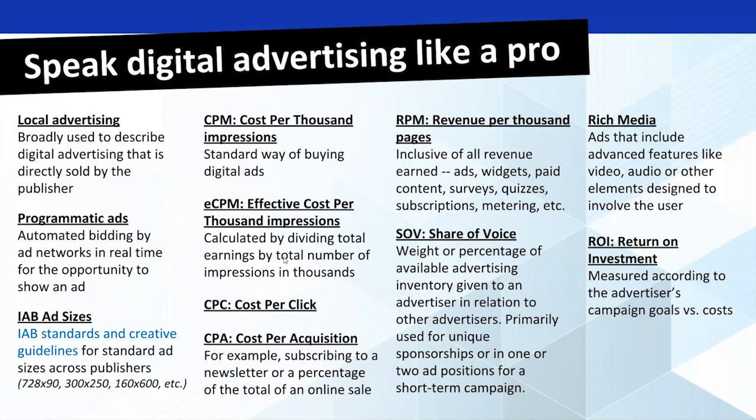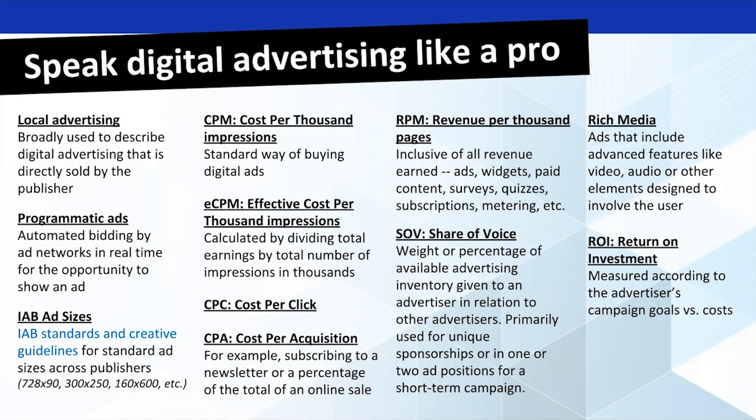Next, we're going to go over some of the industry jargon, the industry terms. I'm not going to read the slide to you, but there are a couple of these I want to point out really quickly. First of all, local versus programmatic. In this instance, we're talking about local advertising as the digital advertising that is sold directly to an advertiser by the publisher. Programmatic in this instance is the automated bidding ad networks that would take up your remnant.